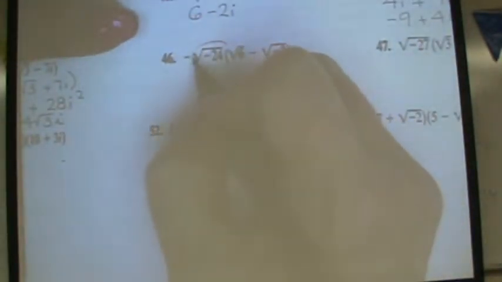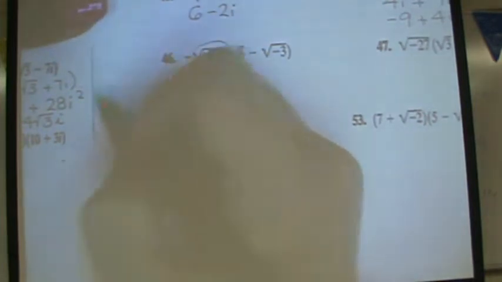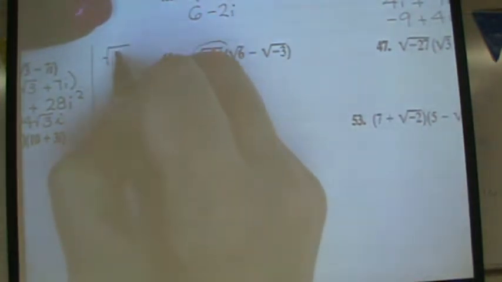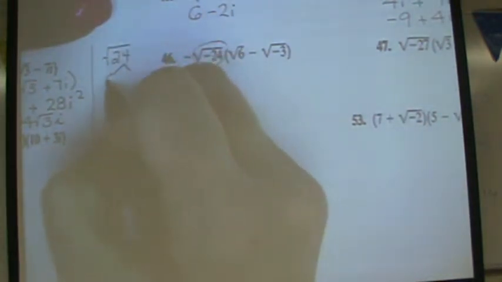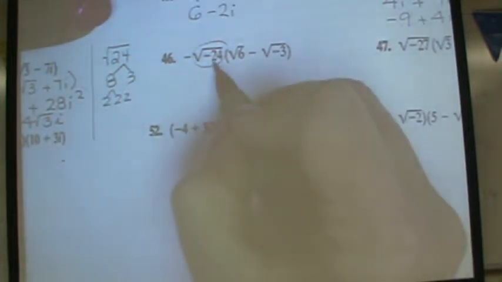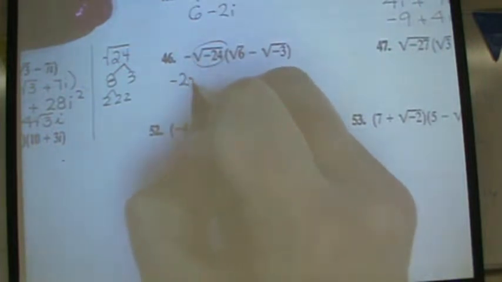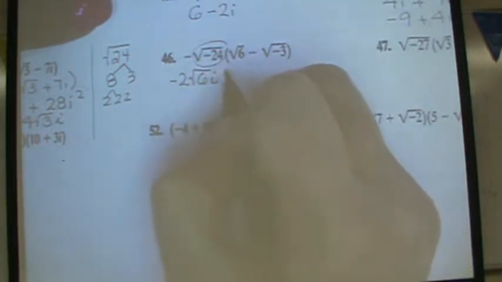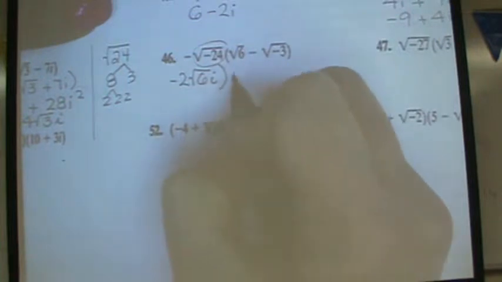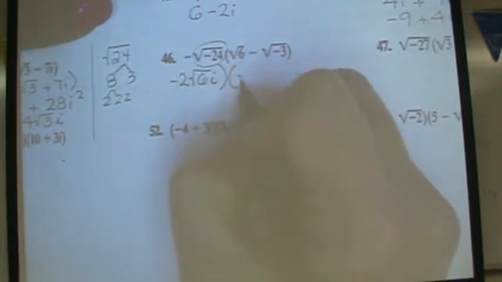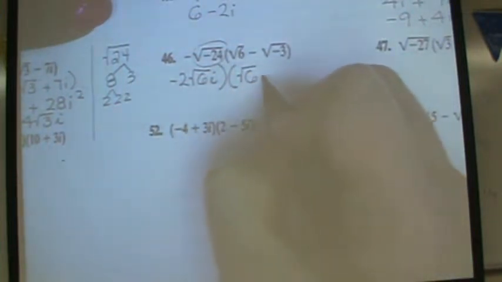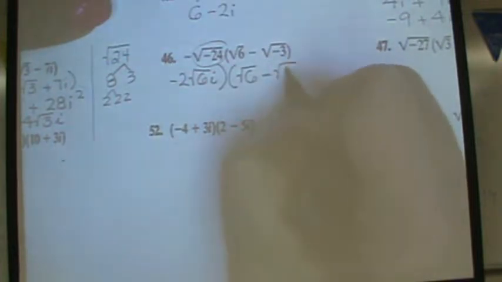Okay, this one you're going to want to convert this. Square root of 24. So 24 is 8 times 3. And 8 is 2, 2, 2. So we're going to take a 2 out. So you have negative 2 root 6i. Now you have a root 6 here minus, and this is going to be square root of 3i.